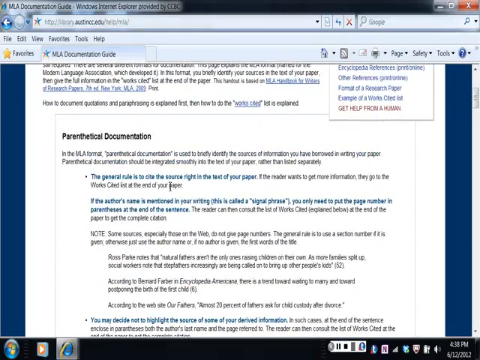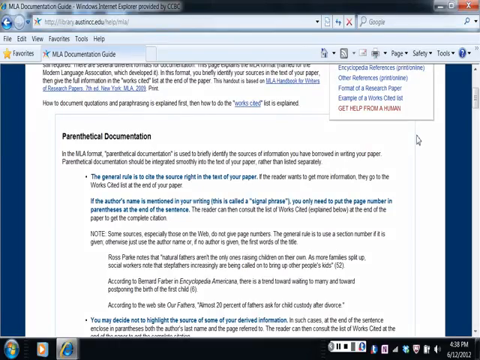As it says here, the general rule is to cite the source right in the text of your paper. What types of information do you have to cite? You have to cite any information that you have in your paper that you got from an outside source. That doesn't mean that it's only information that you quote. It can be any information that you didn't know before and that you get from a source.